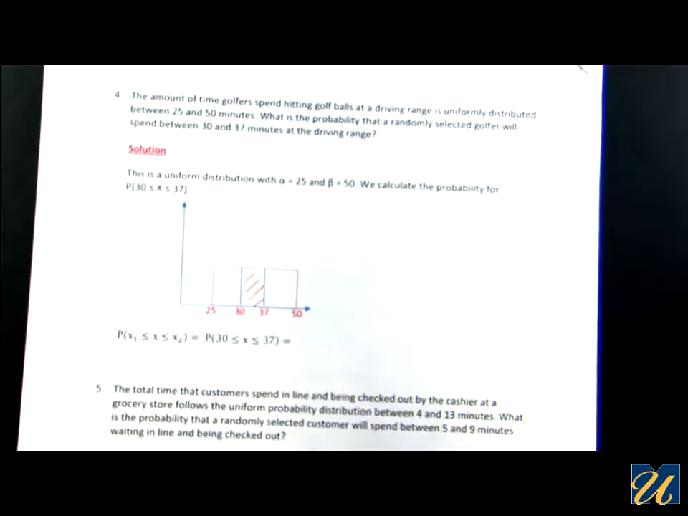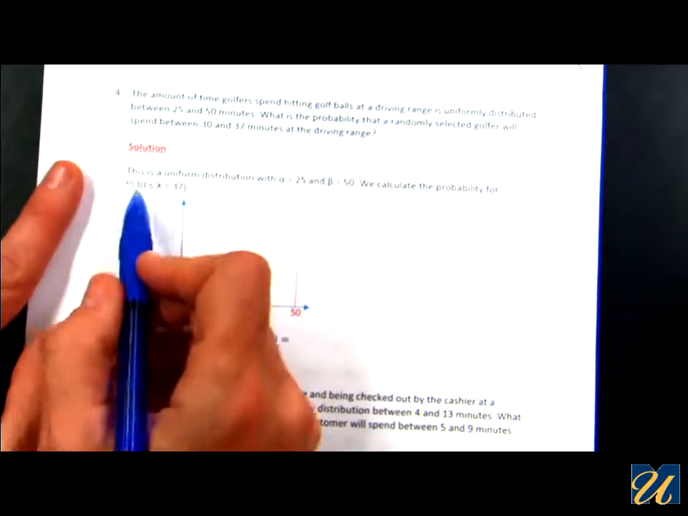Number 4, the amount of time golfers spend hitting golf balls at a driving range is uniformly distributed between 25 and 50 minutes. So 25 is your alpha, 50 is your beta, or B. What is the probability that a randomly selected golfer will spend between 30 and 37 minutes at the driving range? So I'm looking for this probability.